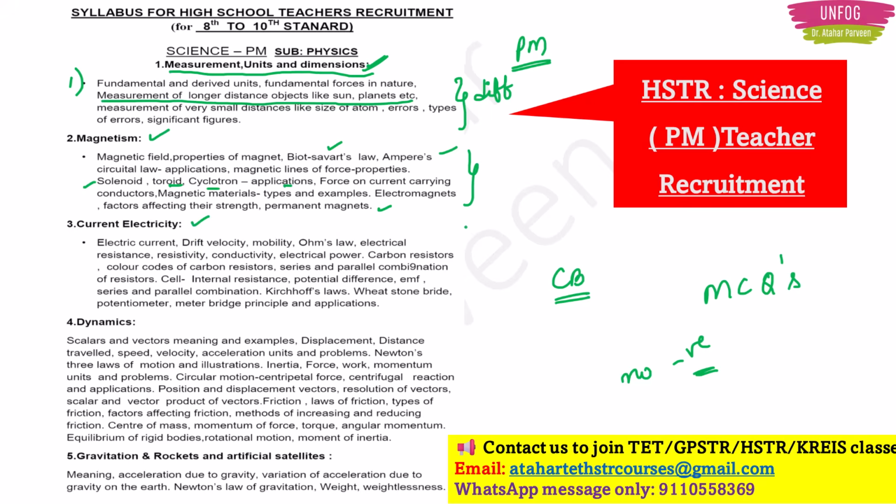Then the third chapter, current electricity. Current electricity is also very much different from the GPSTR syllabus. You can see here they are giving all the PUC syllabus, drift velocity, mobility. Of course, Ohm's law is one matching, but the rest of the things are not matching here, right? You can see carbon resistors, color codes are there. Then we have internal resistance. Of course, series and parallel combination of resistors is a little bit matching with the GPSTR portion, but for the rest, see, all the tough topics are there. Wheatstone bridge is there, potentiometer is there, meter bridge is there. So all this is also very different and is from the PUC part.